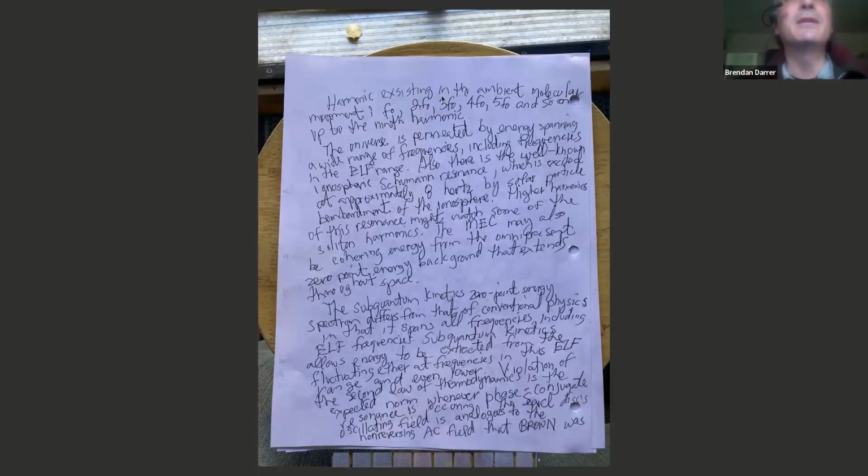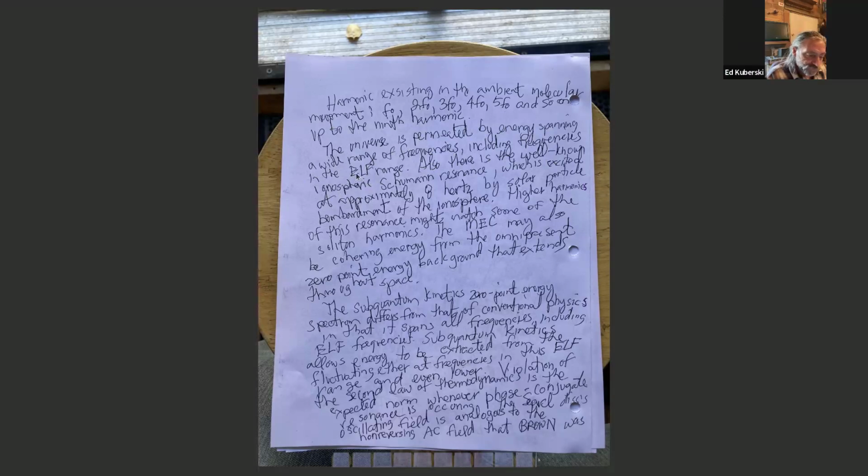Harmonics existing in the ambient molecular movement, FO, 2FO, 3FO, 4FO, 5FO, and so on, up to the ninth harmonic. The universe is permeated by energy spanning a wide range of frequencies, including frequencies in the ELF range. ELF meaning.